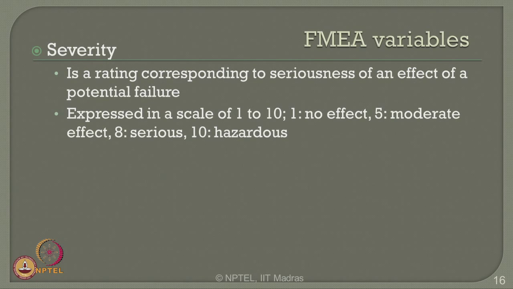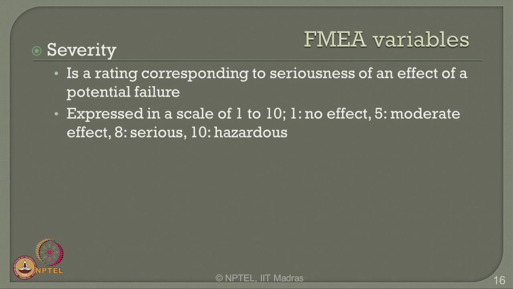There are different variables available in an FMEA study. The most important variable which is seen in the literature is severity. Severity is a rating corresponding to the seriousness of an effect of a potential failure. If a failure occurs in a component, and that failure is going to significantly affect the overall performance of the whole system, what would be the rating of that seriousness in a given system?